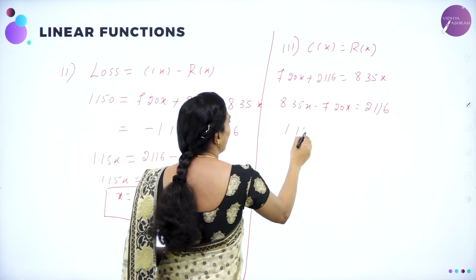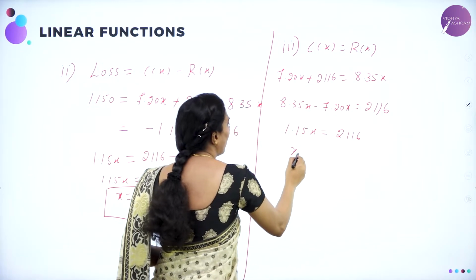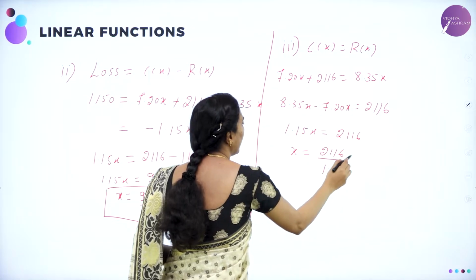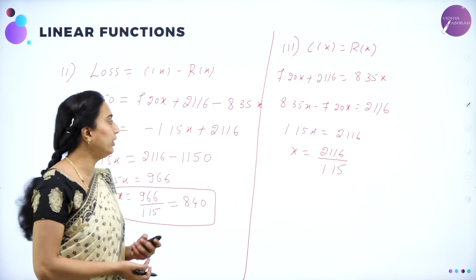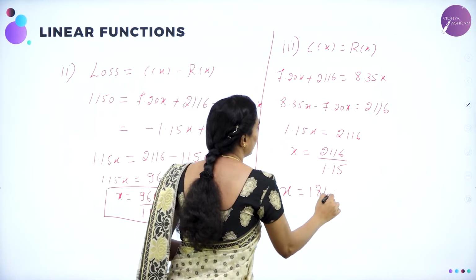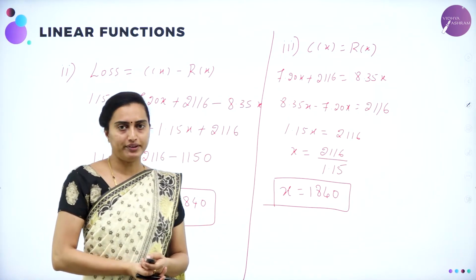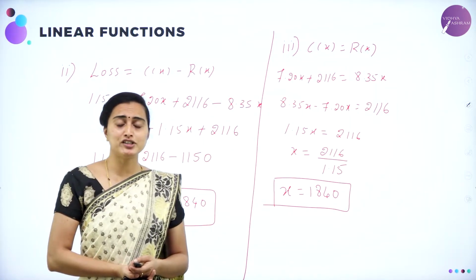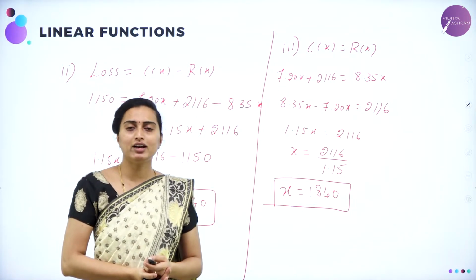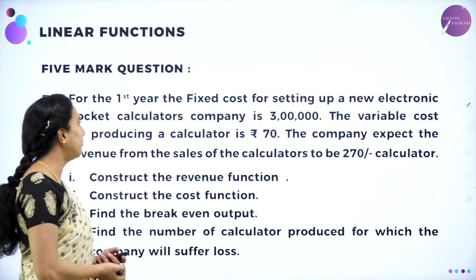This will be 1.15x is equal to 2116, or x is equal to 2116 divided by 1.15. The answer you are going to get after dividing is x is equal to 1840. So this is the break-even point. I hope you understood the first problem, how you are going to solve according to the given conditions. We'll move on to the next problem, dears.